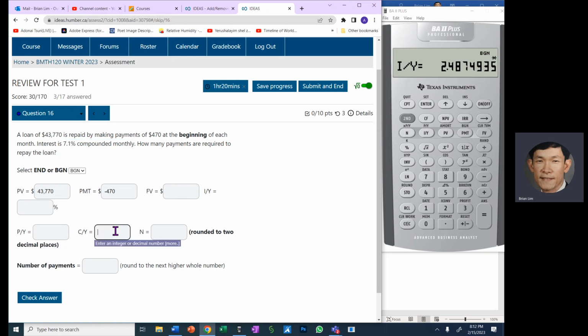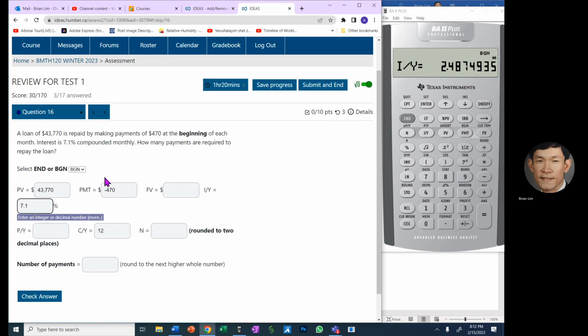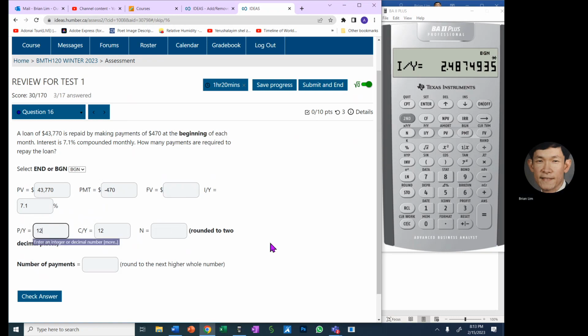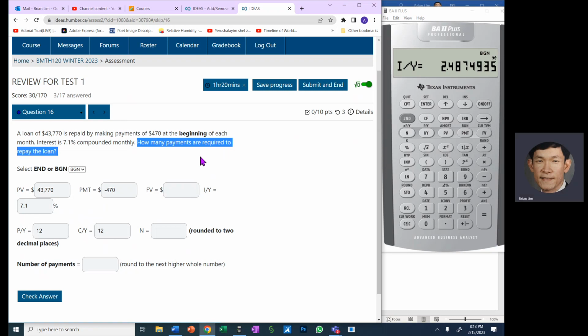So it means that CY is 12 and the interest is 7.1. Now, what is PY? Well, payments at the beginning of each month. So it means PY is 12. All right, so what do we need to calculate now? How many payments are required to repay the loan?